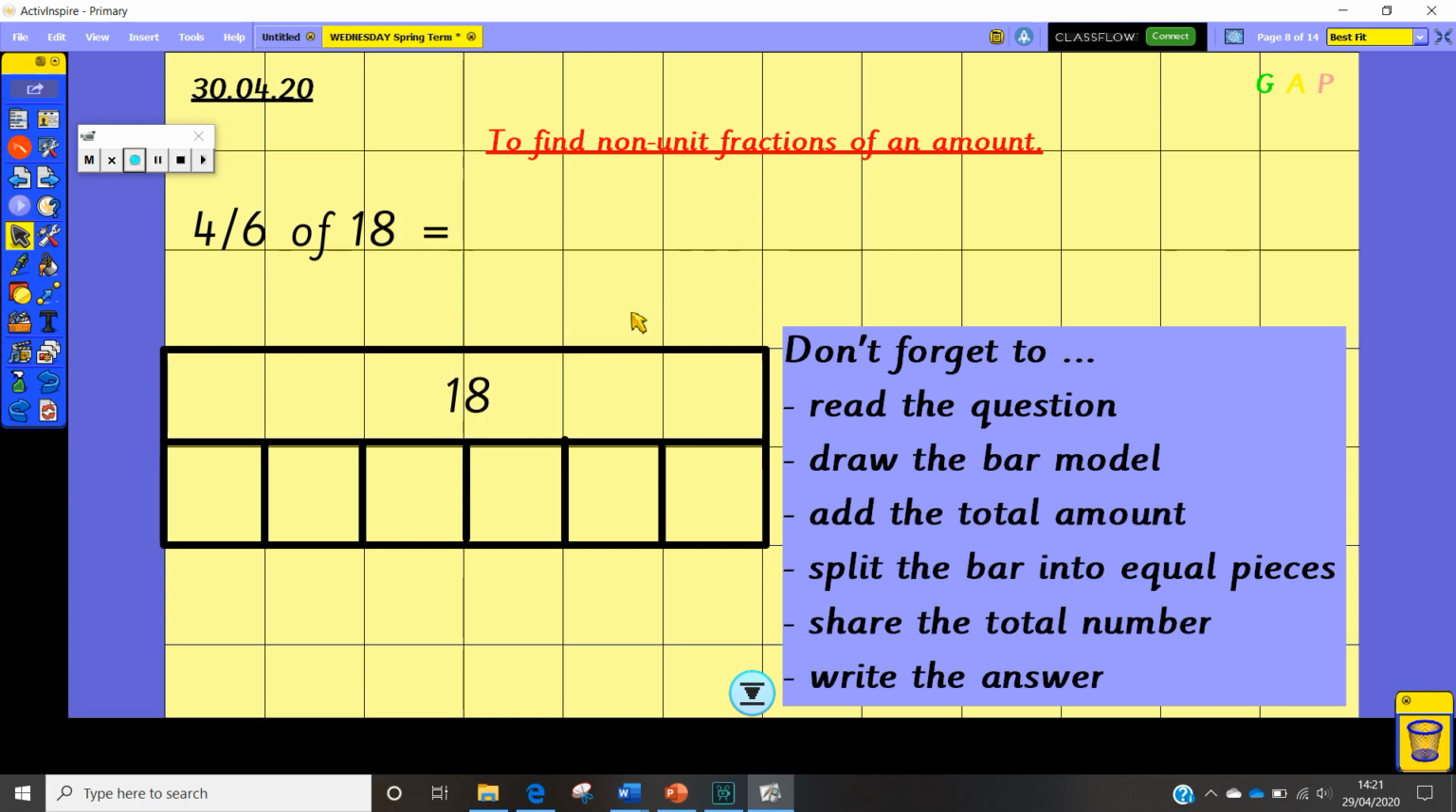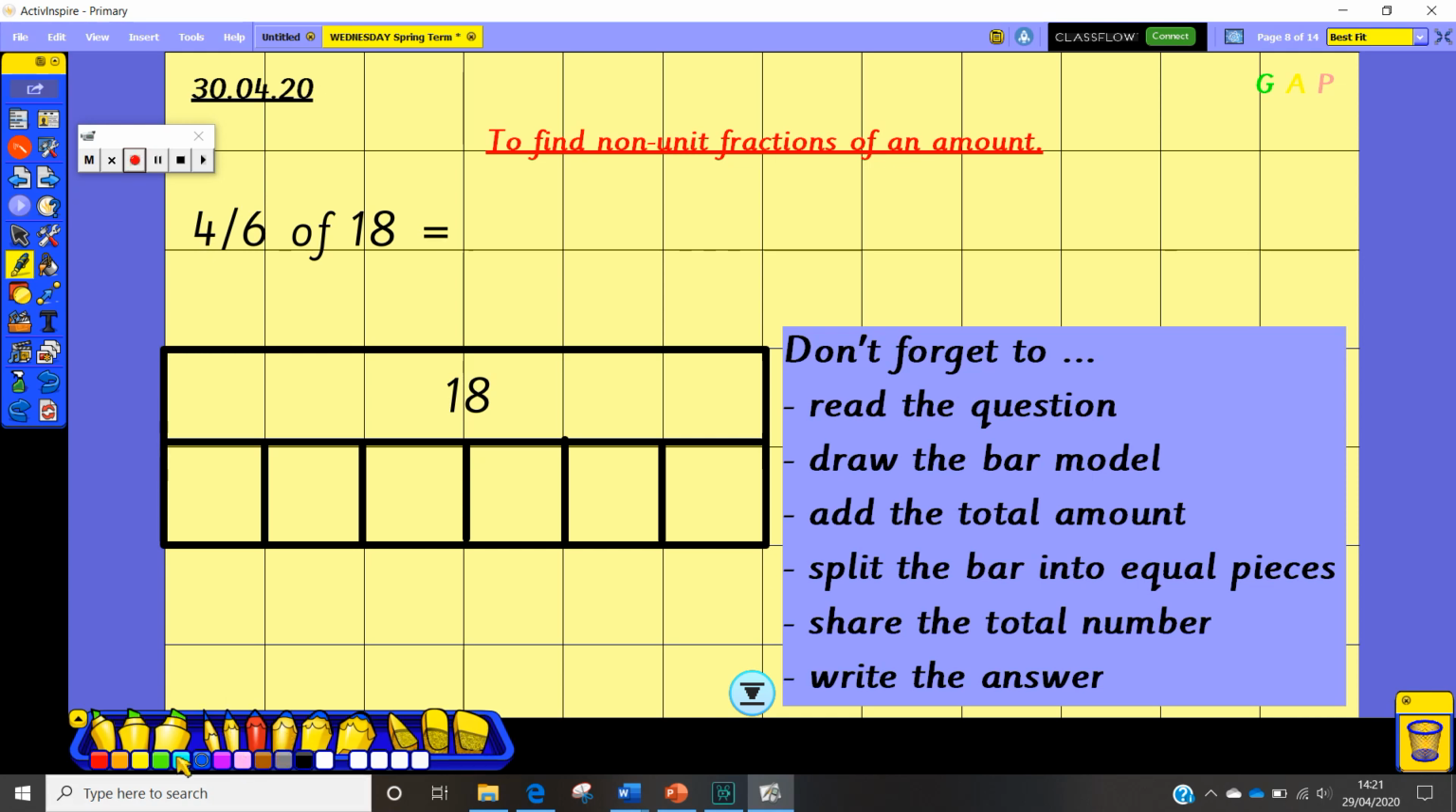Okay, right. So let's just check down the list that I've managed to do all of the steps. So I've read the question, I've drawn the bar model, I've added the total amount, I've split the bar into equal pieces. So I'm now on this step, which is share the total number. So I'm going to get my total number, I'm going to share it between my 6 fractions. Are we ready to go? 1, 2, 3, 4, 5, 6, 7, 8, 9, 10, 11, 12, 13, 14, 15, 16, 17, 18. I stop there because 18 is my whole number.